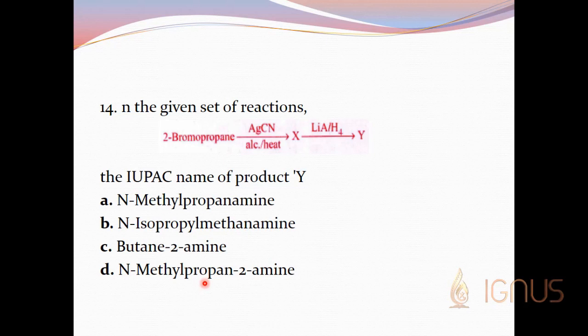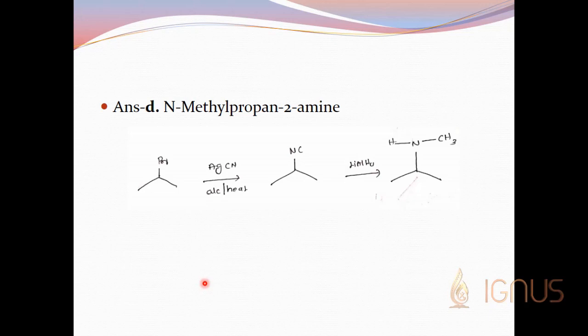Let us discuss the solution for this question. Answer is option D, N-methylpropane-2-amine. When we treat 2-bromopropane with AgCN, it will give isocyanide. When we treat this isocyanide with LiAlH4, that is lithium aluminum hydride, it will give this amine. Here isocyanide is reduced to amine. Remember, when we treat it with LiAlH4, isocyanide is reduced to amine. Hence its name is N-methylpropane-2-amine.